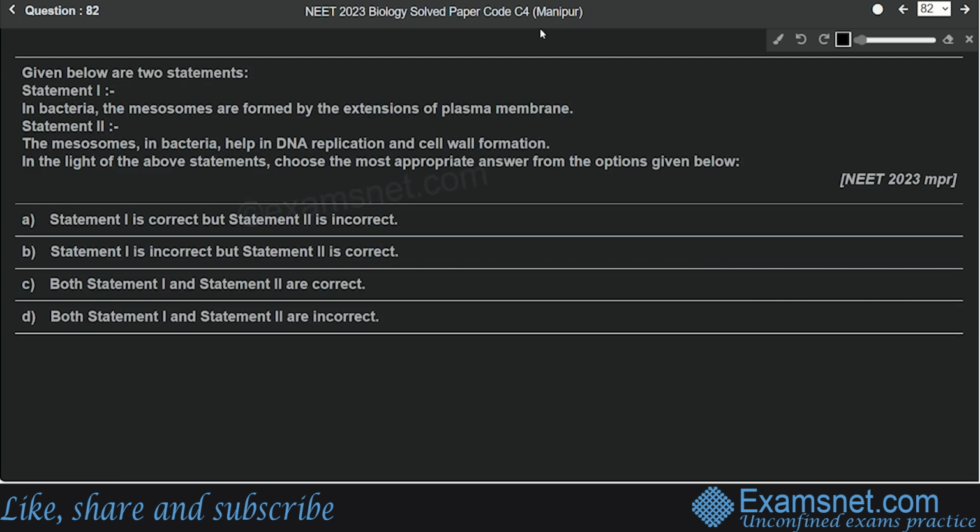Question number 82 is from the chapter Cell, the Unit of Life. Two statements are given here. Let's read the statements. First statement says that in bacteria, the mesosomes are formed by the extensions of plasma membrane. So yes, this is a correct statement.